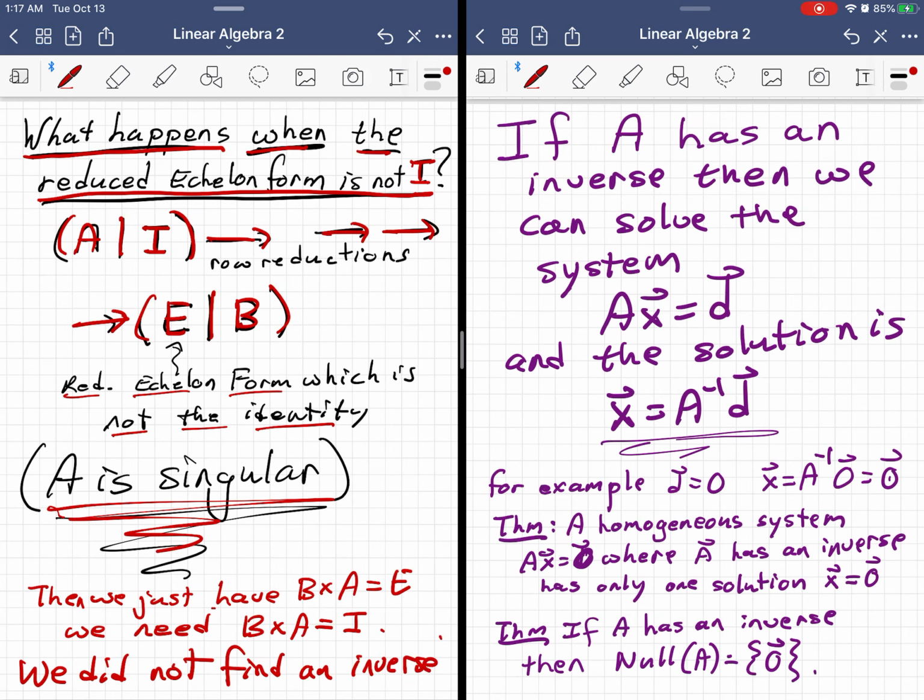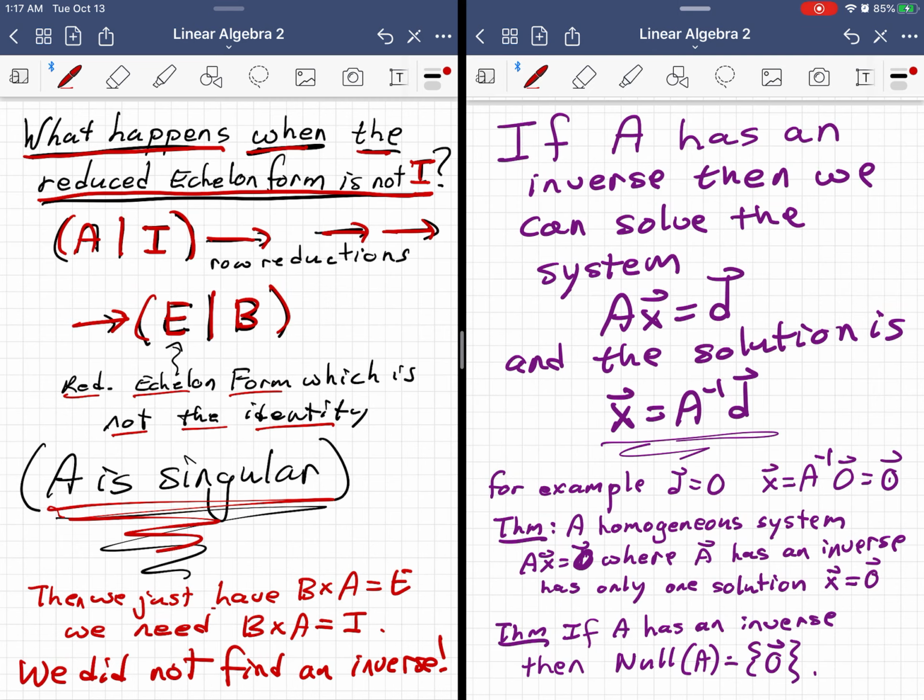But let's look again at this situation that we talked about before. So this is a sheet from earlier today, and we said that if A has an inverse, then we can solve the system AX equal to D for any D in R, and we get the solution X equals A inverse D. We talked about this already, right? And for example, if D equals 0, we solve the homogeneous system, and the solution to the homogeneous system is this inverse matrix times the 0 vector, but any matrix times the 0 vector is just a 0 vector.